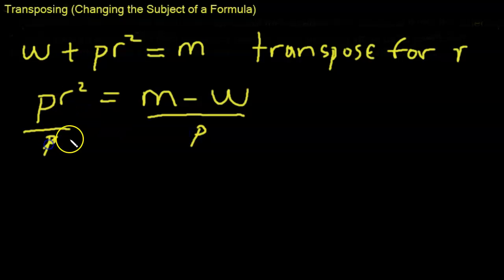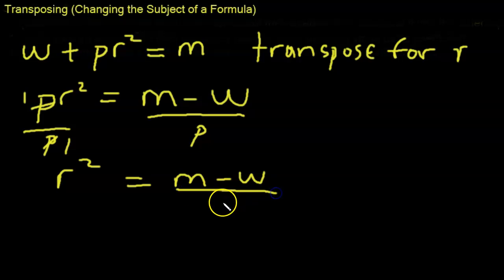And P into P, that's 1, right? That leaves us with R squared equal to M minus W over P.